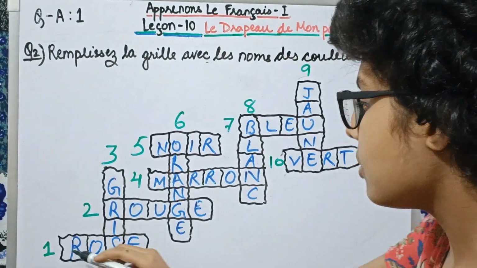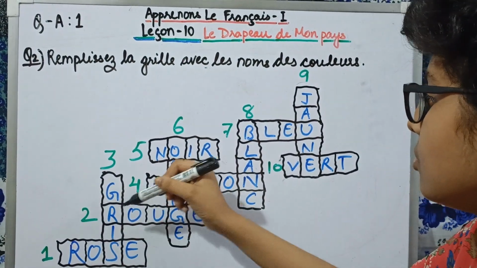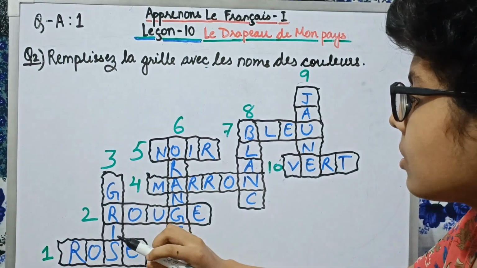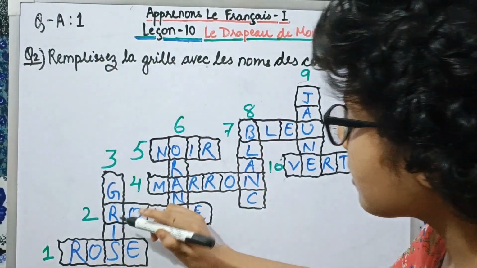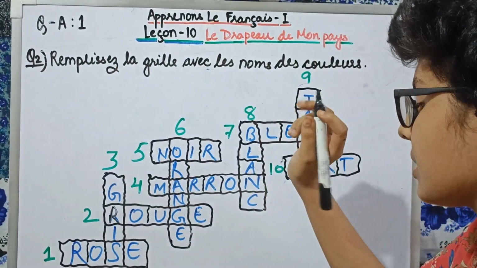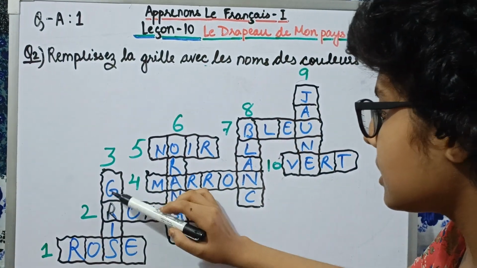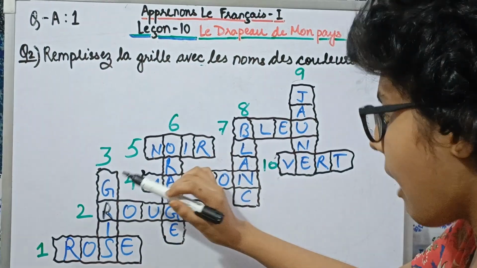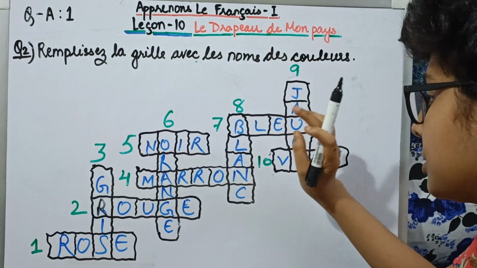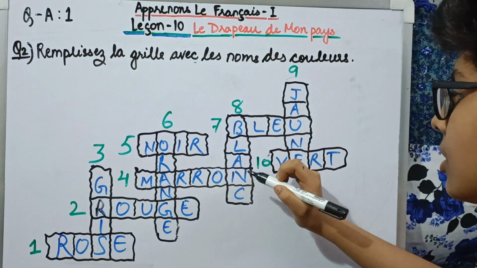First one is rose. It means pink. Then we have the second part, that is rouge, which means red. Then we have the third, which is gris. So to fill this, there will be a letter given in between which will help you fill this grid. For example, in 2, R is given, so it will be rouge, and if we think of R as the second letter, then it will be gris, a four letter word. So likewise, then we have the fourth word, that is marron, which means maroon or brown.